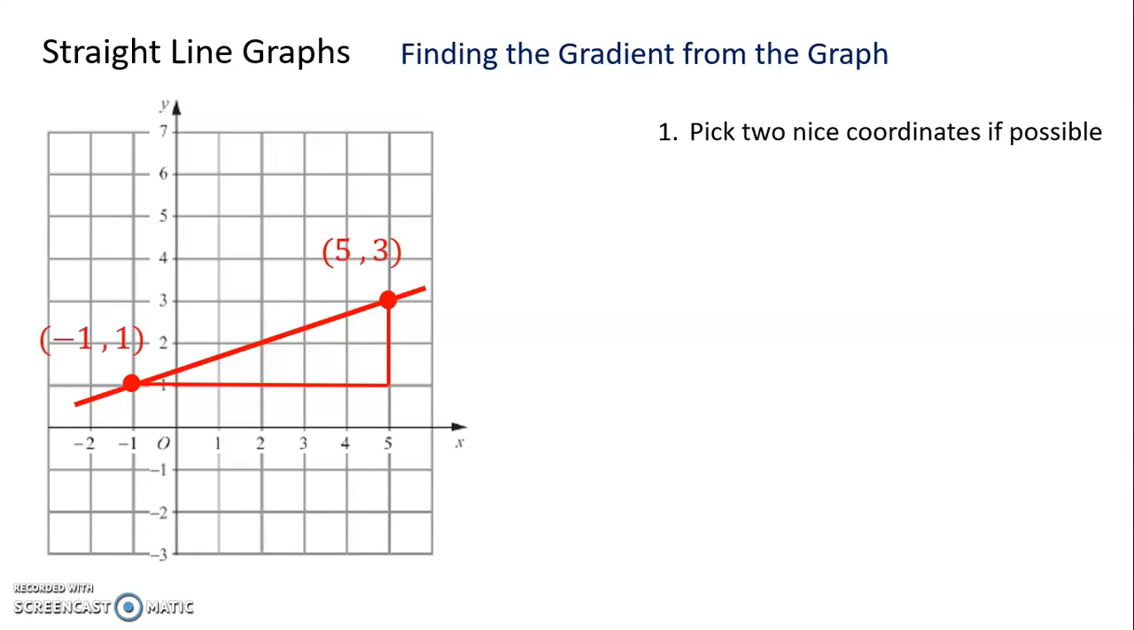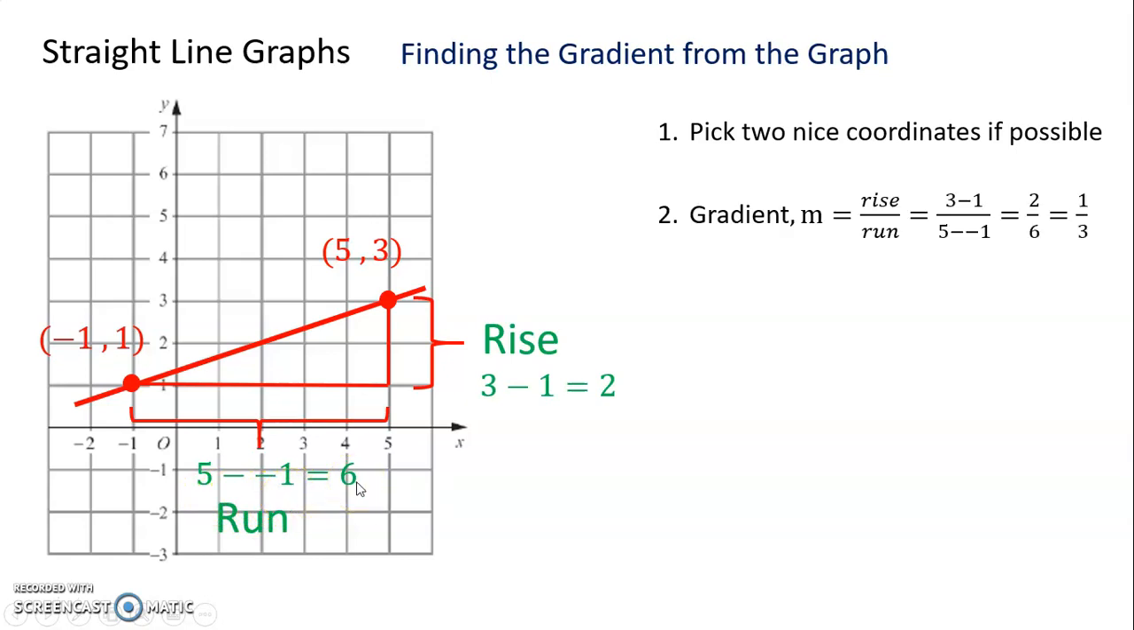Okay, so our 2 coordinates, (-1, 1) and (5, 3). The rise, difference in the y coordinates, so that's 3 from this y coordinate, subtract 1 over here, so that gives me 2. And then the run is the difference in the x coordinates, so that's going to be 5, and this time subtract -1. So subtracting a negative is the same as adding a positive, so that's going to be 5 add 1, which is 6.